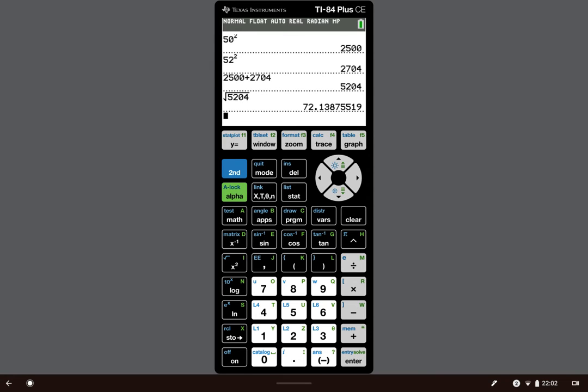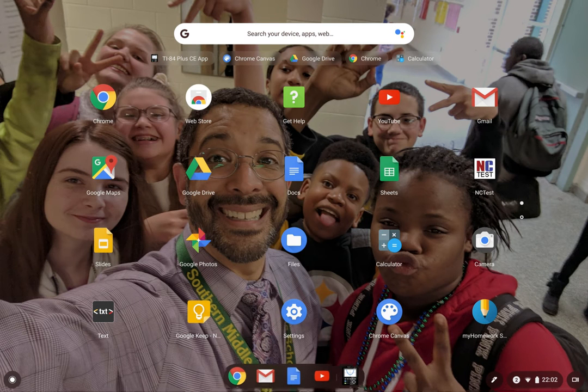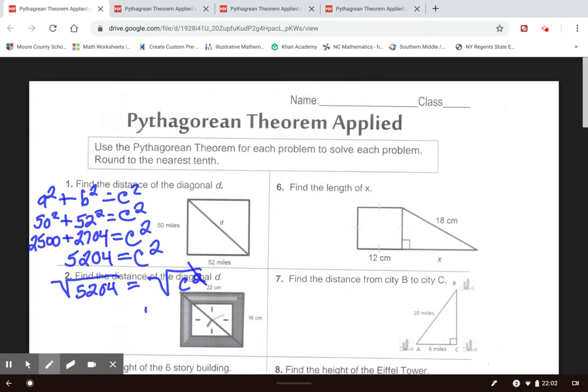So I'm rounding to the tenth, so I look next door. Is it 5 or more? Add one more. Less than 4, shut the door. So that digit is less than 5, so I have 72.1. So my answer here is c equals 72.1. All right, so that's number 1.